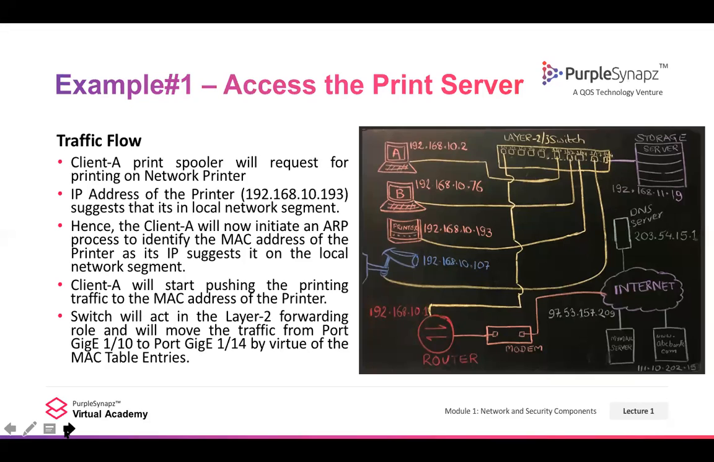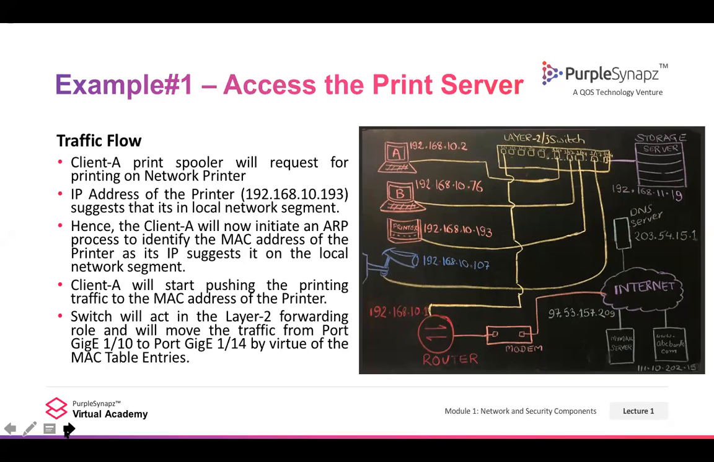I will start the printing packet from my machine, client A, towards the switch. And when that packet reaches the switch, it will look into its MAC table. Oh, this MAC is sitting on my port number 1/14. Immediately, it will start forwarding these packets; packets coming from port number 1/10 will start automatically moving towards port number 1/14. This is what a layer 2 switch function is.